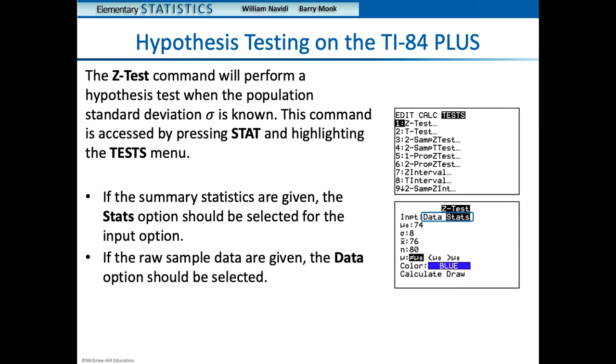And your input option can be either data or stats. Stats is the option that you would choose if the summary statistics like the sample mean and standard deviation are given. So like with the two examples that we just looked at, stats would be the correct input method because sample means and things were provided for us. If all you're given is the raw sample data, then you would enter your data into the list editor, and then you would choose data as your input option.